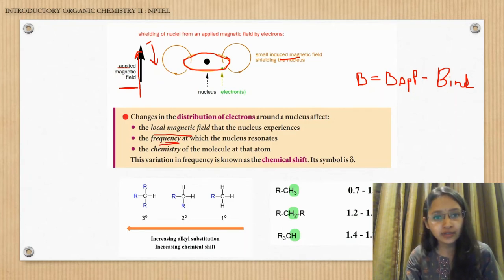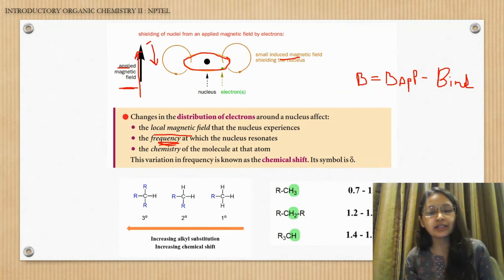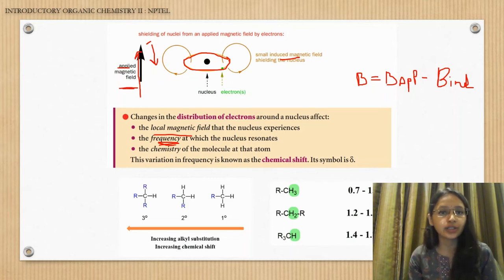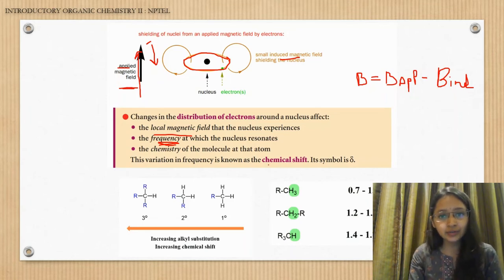It changes the frequency at which the particular nucleus resonates, because now it is not feeling the applied magnetic field which you have applied. Now it is feeling a magnetic field equal to the applied magnetic field minus the induced magnetic field generated by the electron density around the nucleus. So it is a shielded nucleus, and it is going to resonate at a low frequency. This is the chemical shift value, by which we can address how much resonance frequency a particular nucleus is feeling.